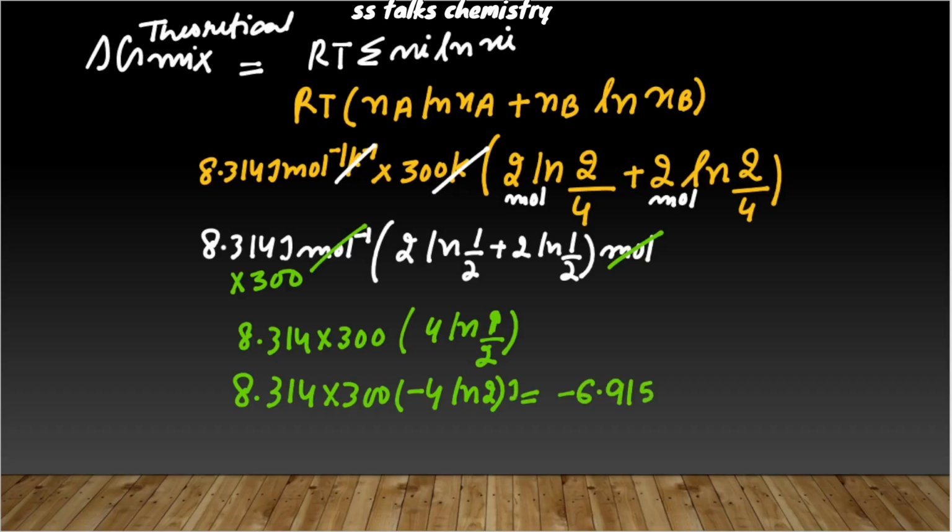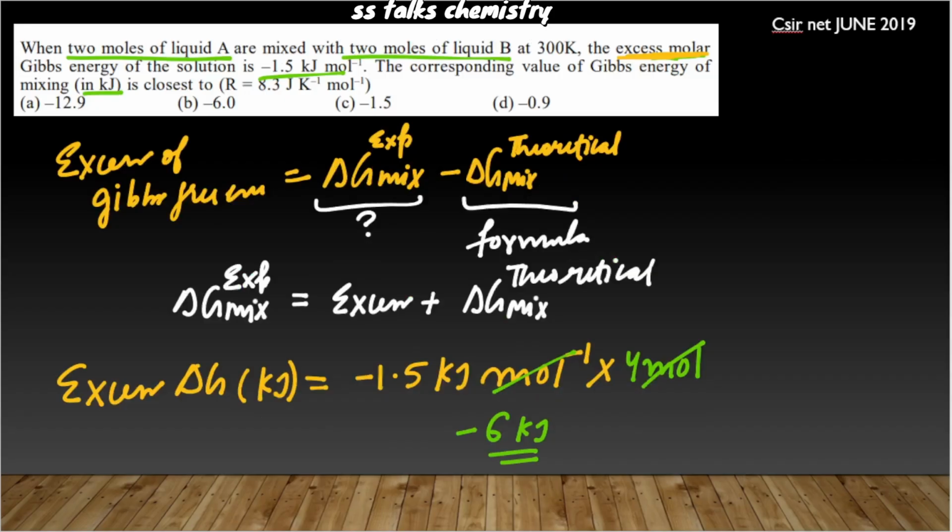This was in units of joules. If we divide it by a thousand, you will get it in kilojoules, which is minus 6.915 kilojoules. Right? So this is how it was to be done. Now just substitute these values. The excess value we have got is minus 6, and the Gibbs free energy theoretically we have got is minus 6.915. So the experimental value becomes minus 12.915 kilojoules. Right. So this is the answer, that is minus 12.9. Option A becomes the right answer.